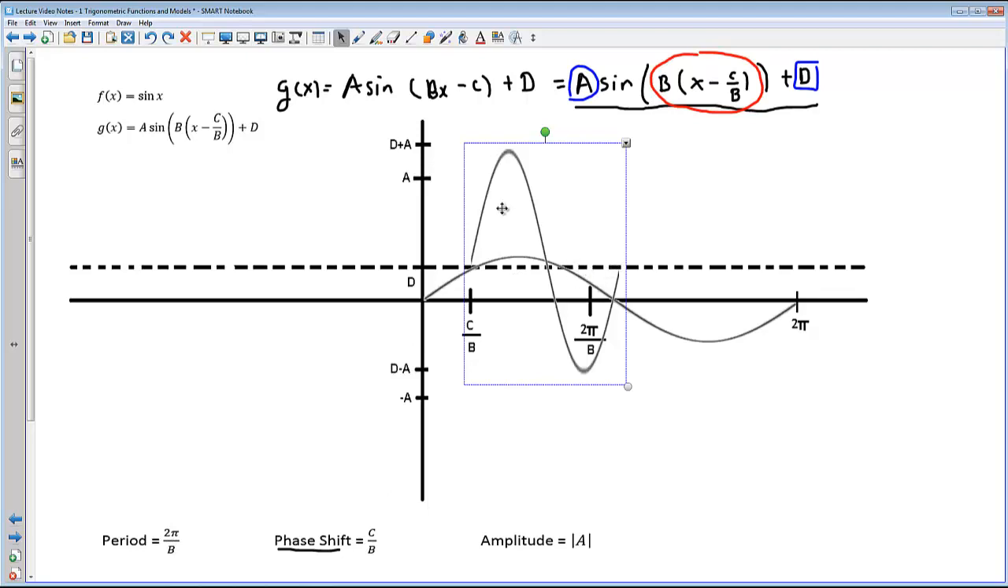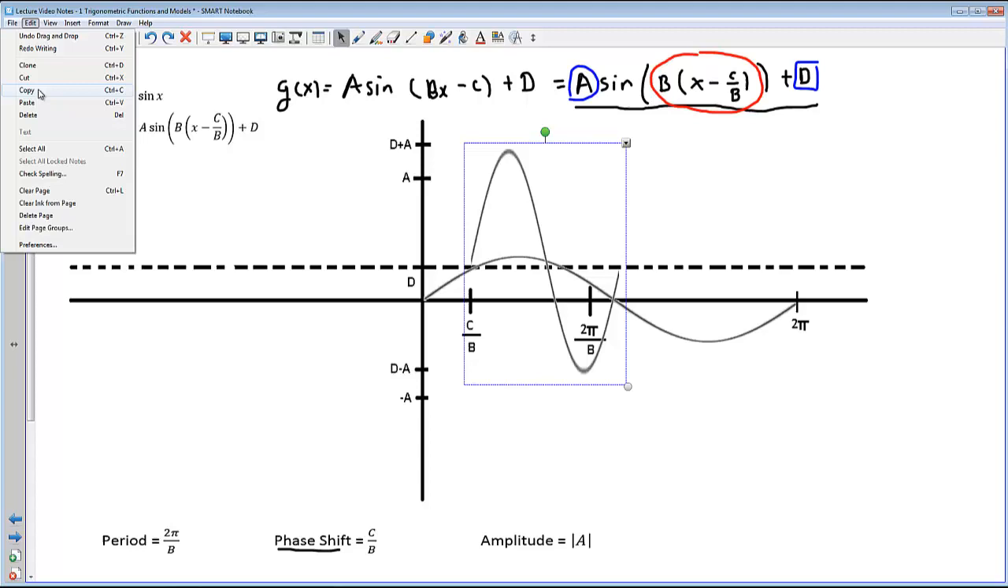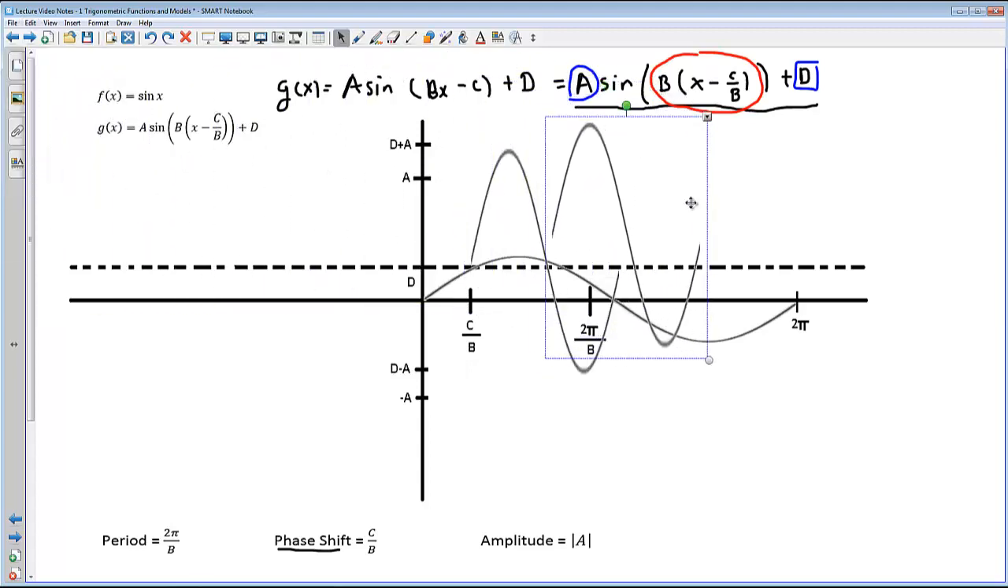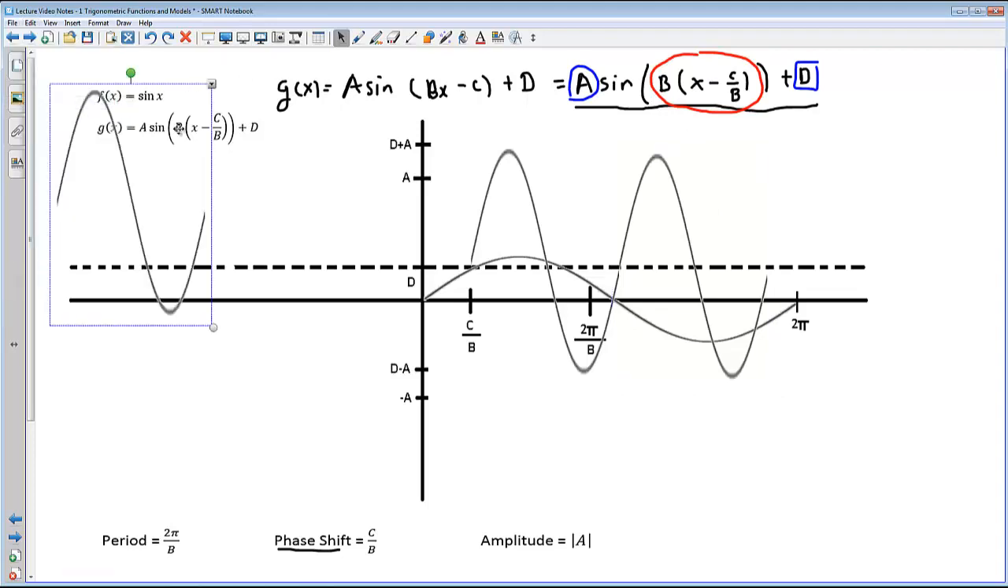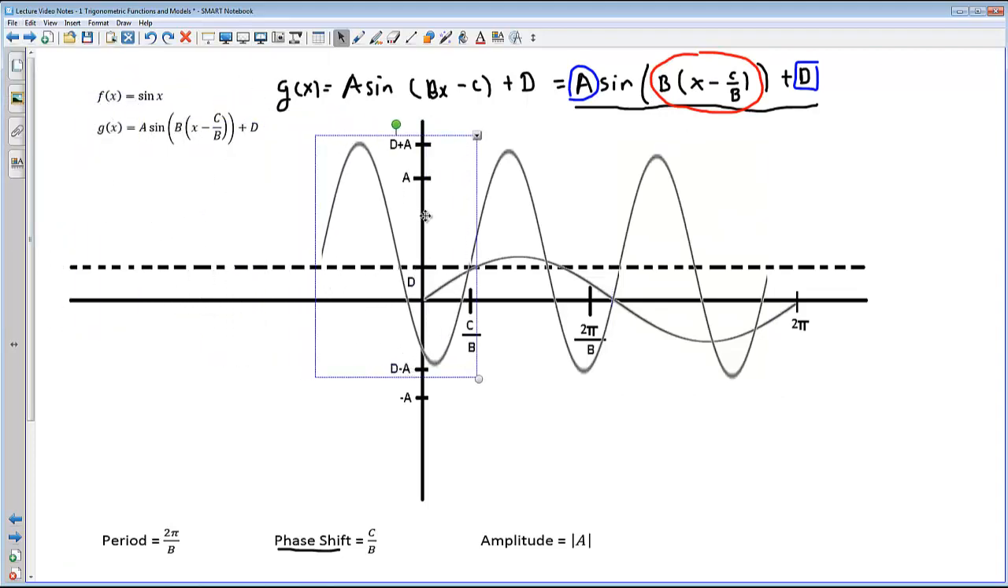It just shifted over. And then if you want the rest of the graph, all you need to do is copy it and paste it, and then we just connect the pieces together. So there's one piece there. And then we can do it again and get another piece on this side. But that's the graph of our new function. Let's see if we can put this all together.